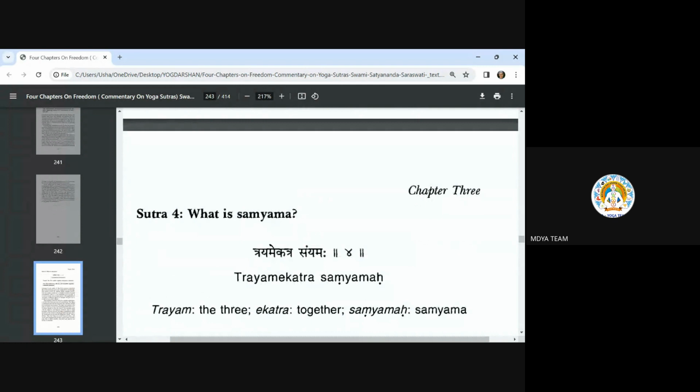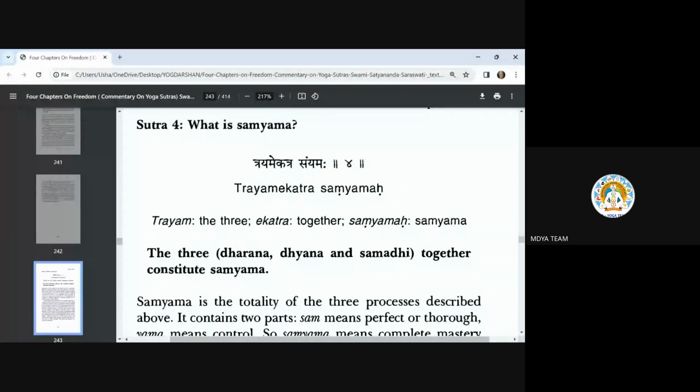Okay. So the fourth sutra of the Vibhutipada is about the Sanyama or Samyama. The sutra is Trayam Ekatra Samyamaha. What is Trayam? Trayam means three. Three what? The three aspects that we have understood yesterday, which are Dharana, Dhyana and Samadhi. Those three, the triad of Dharana, Dhyana and Samadhi, is termed by sage Patanjali as Sanyama.